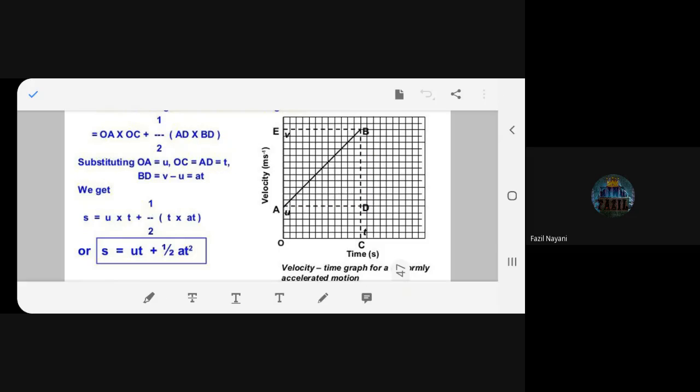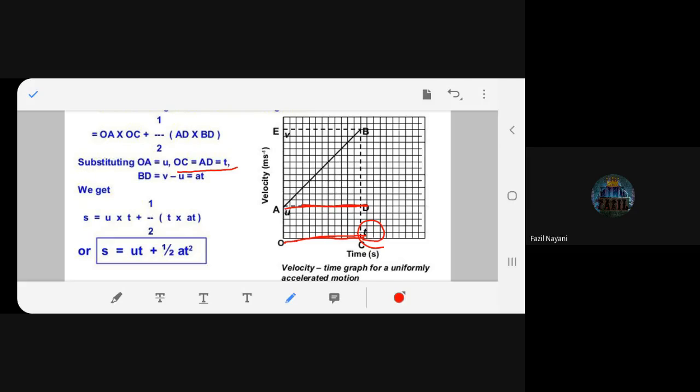What will I do now? What is OA? Now you have to give me. What is OA? What is OA? U. What is OC? OC is equal to AD. Yes, AD is equal to time. So we got OC is equal to AD is equal to time. Right? So we are going one by one, so it becomes easy for you to understand.